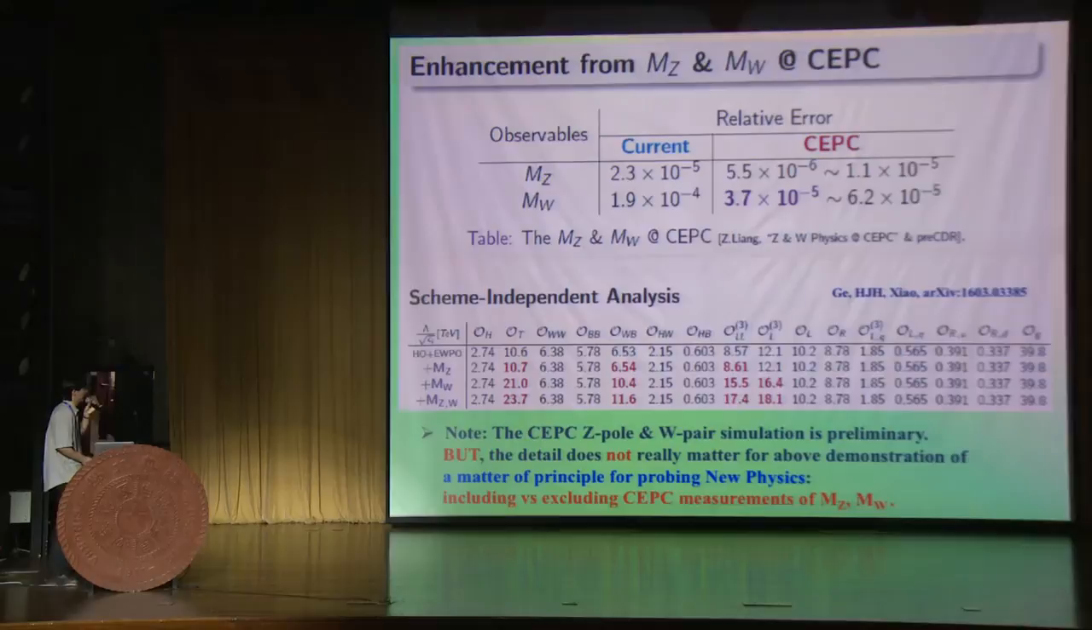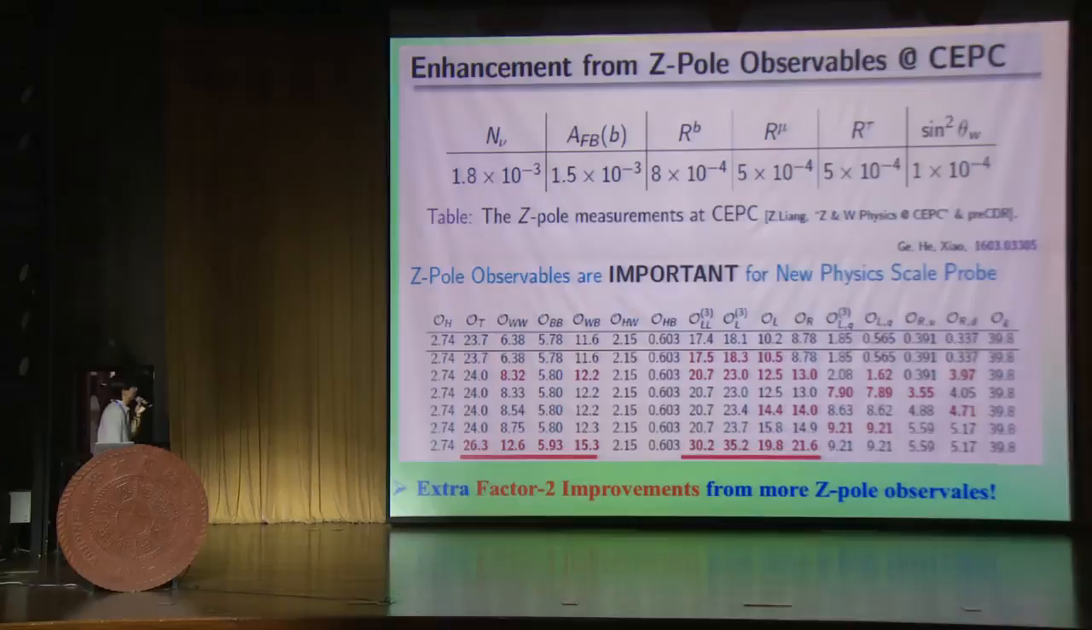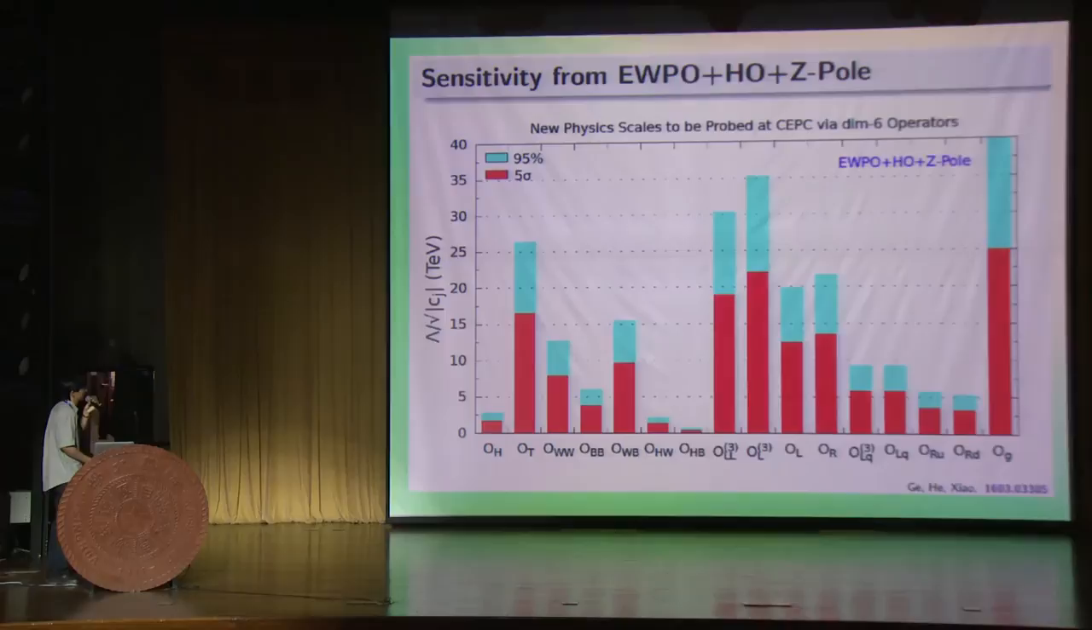If one includes the complete set of Z-pole data, we found that the whole thing can probably be further improved by a factor of 2, up to 20 to 35 TeV. It's pretty impressive for a precision electron-positron machine with the indirect probe at 250 GeV. So this is a picture to show that, in any case.